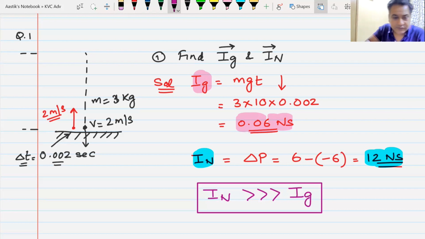Okay. I'll give you 2 minutes to note this down and then we'll move on to the next question. Done? Everyone has noted this down?